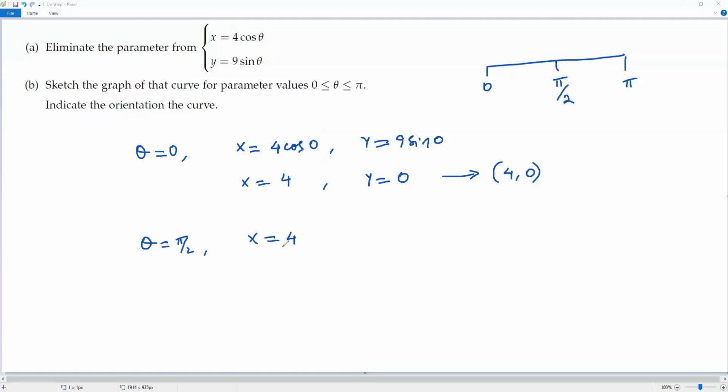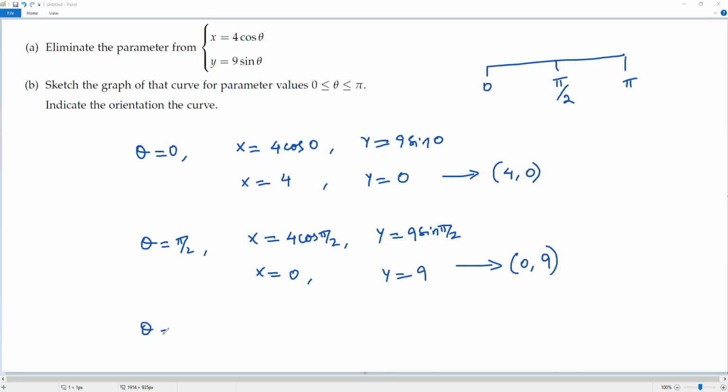Then we get x is equal to, now we have to plug in theta is equal to pi over 2 into the given parametric equations. That is 4 times cosine pi over 2. Y is equal to 9 times sine pi over 2. The value of cosine pi over 2 is 0, and 0 times 4 is 0. The value of sine pi over 2 is 1, and 1 times 9 is 9. So we get x is equal to 0 and y is equal to 9. So when theta is equal to pi over 2, we get 0, 9.